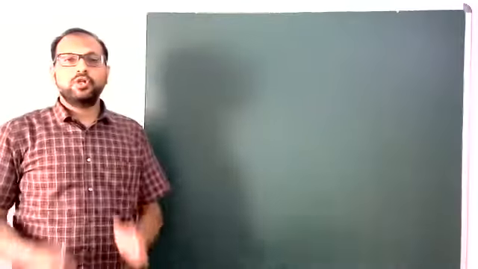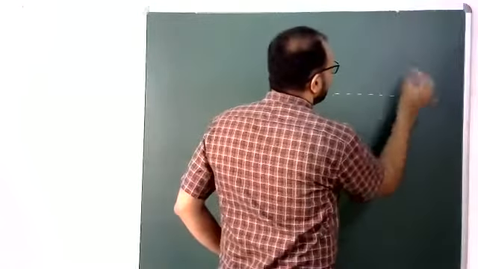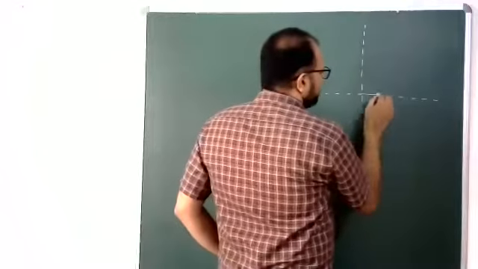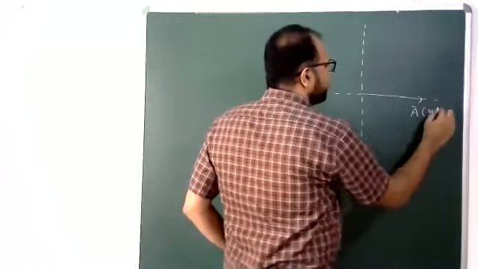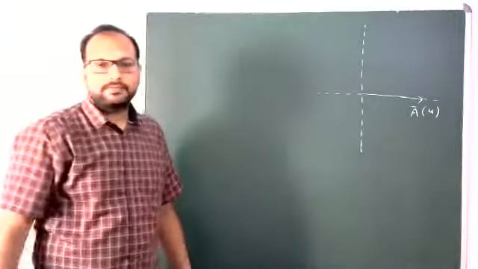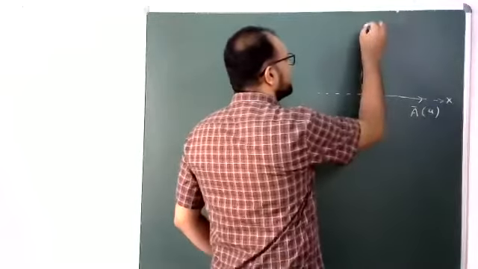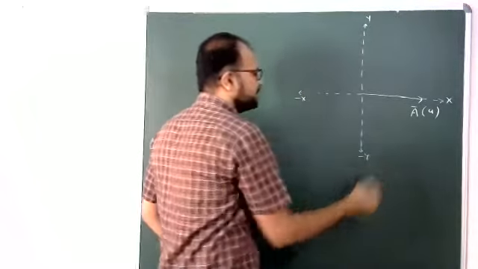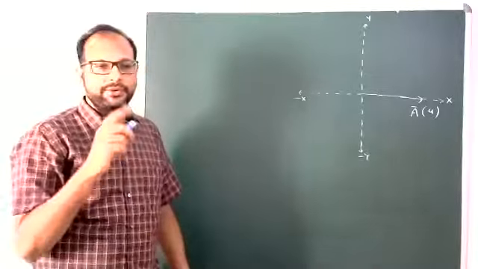Now students, more than two vectors. This vector is A bar, magnitude 4, along the positive x-axis. This is the positive y-axis, negative x-axis, negative y-axis. Vector A bar has magnitude 4.